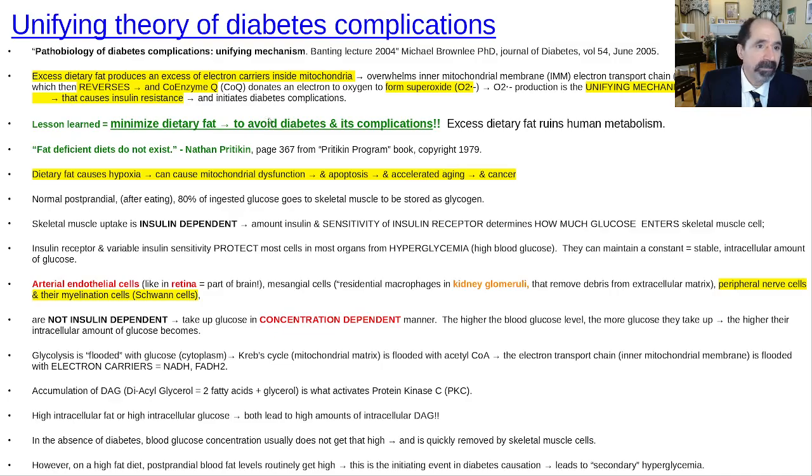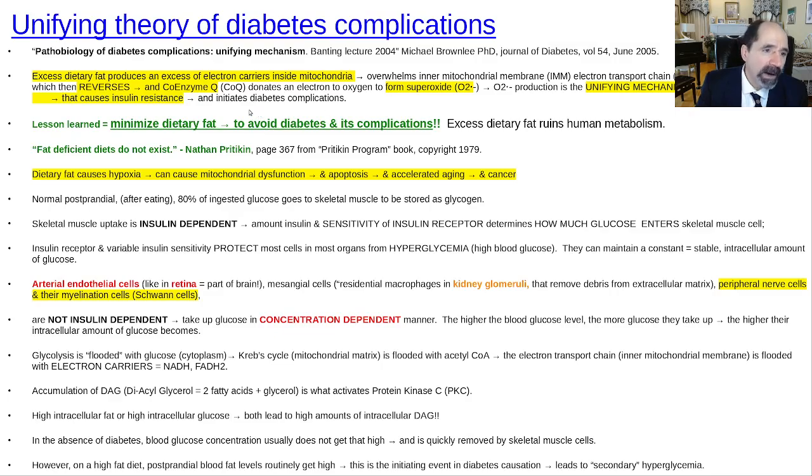Okay, here's a great paper. This is one of the best papers, if not the best paper ever written on diabetes, called The Pathobiology of Diabetes Complications, a Unifying Mechanism. This was the Banting Lecture of 2004 by Michael Brownlee, PhD. This is a genius paper. It's an incredible scientific paper. And there's a video of it available. You have to go to the diabetes.org website, but it is available to watch the video, which is extraordinary. He lectures and basically summarizes the paper there. It was published in 2005, even though it was the Banting Lecture of 2004.